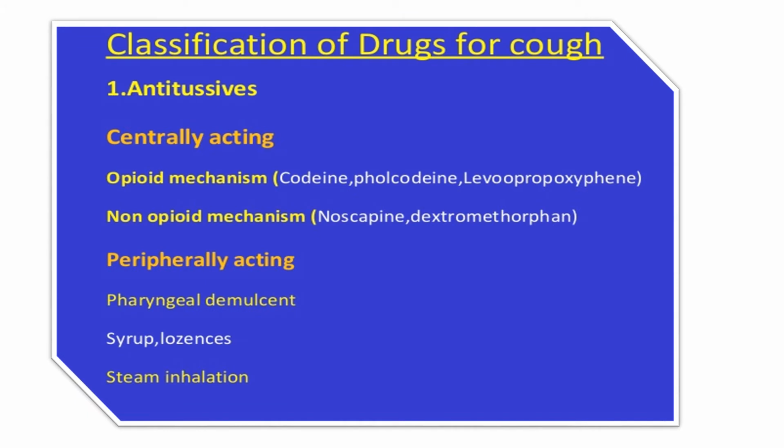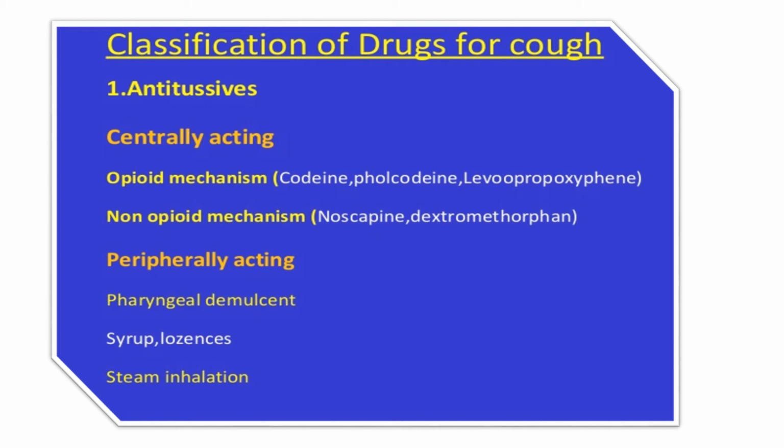Coming to the classification of drugs used for the treatment of cough. First, antitussives, mucolytics, expectorants and others. These are the 4 groups of drugs that you will study under the treatment of cough. Coming to antitussives. Antitussives, I mentioned the term earlier, are nothing but cough suppressants. So there are 2 mechanisms of acting, that is centrally acting antitussives and peripherally acting.